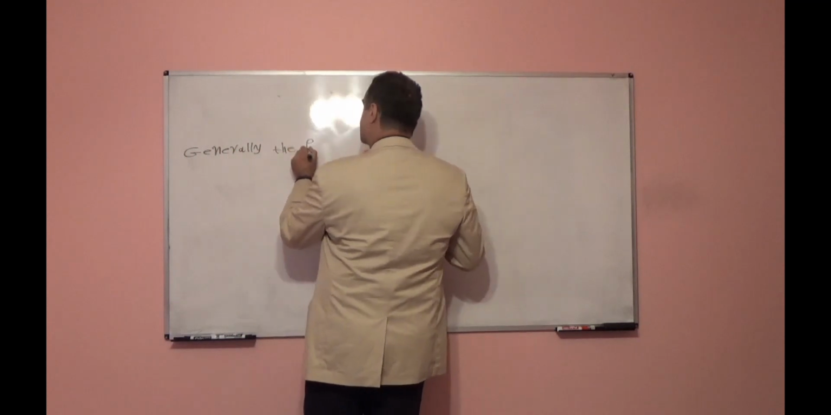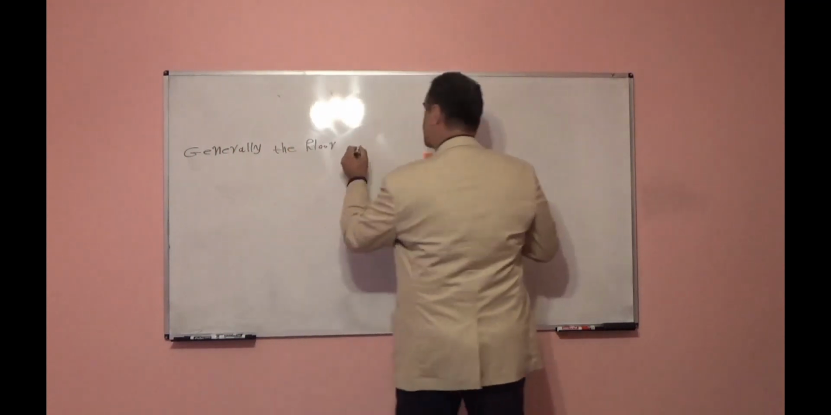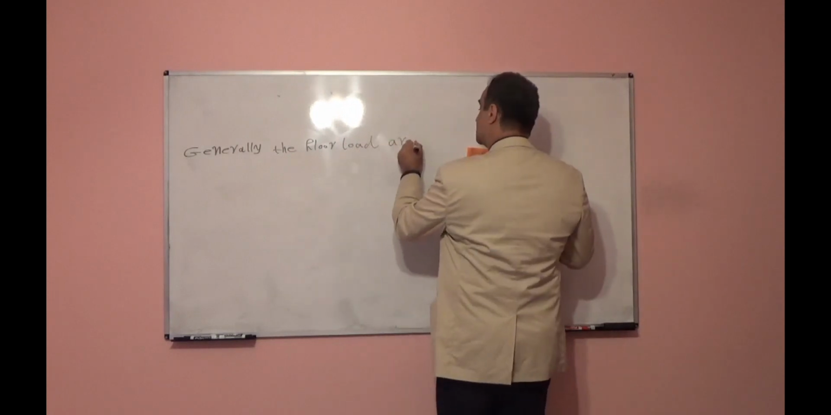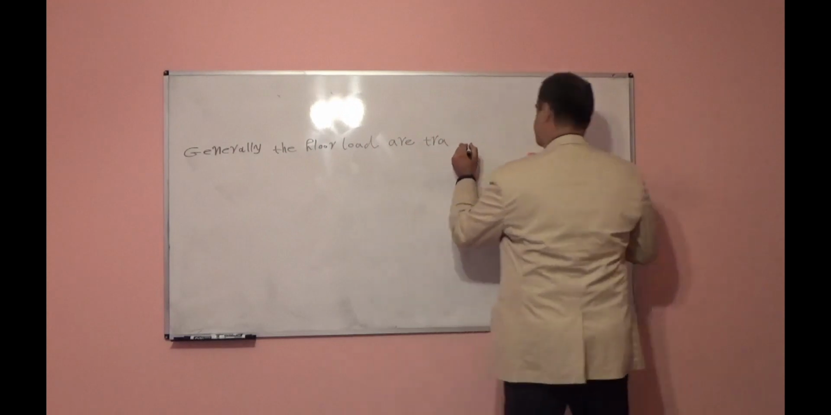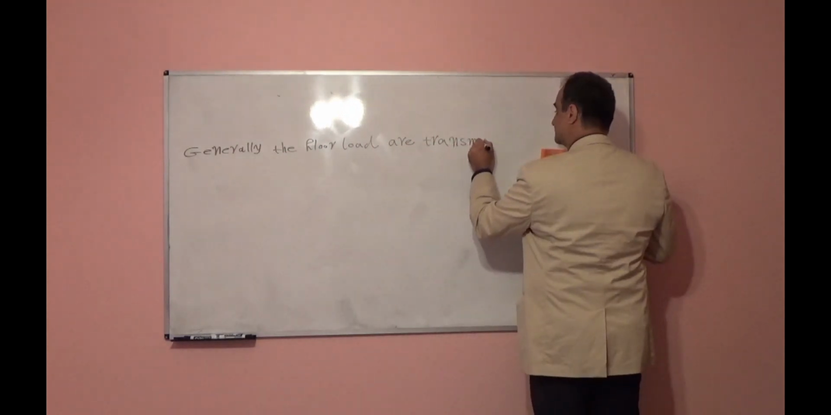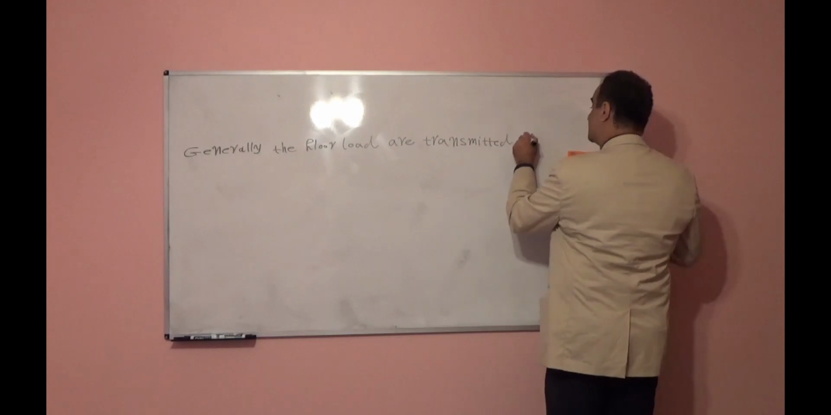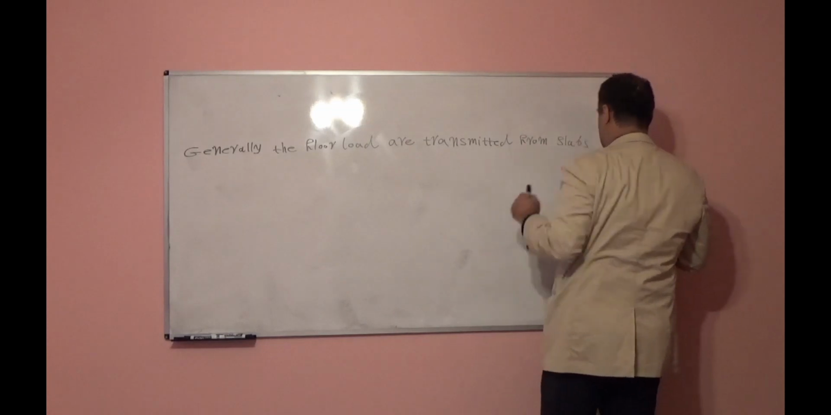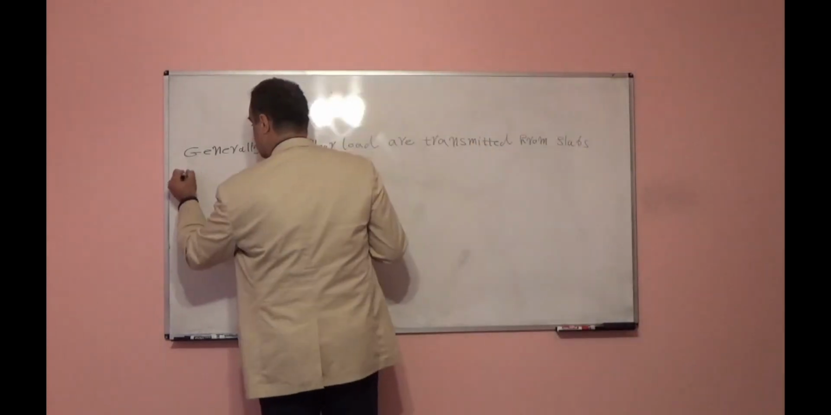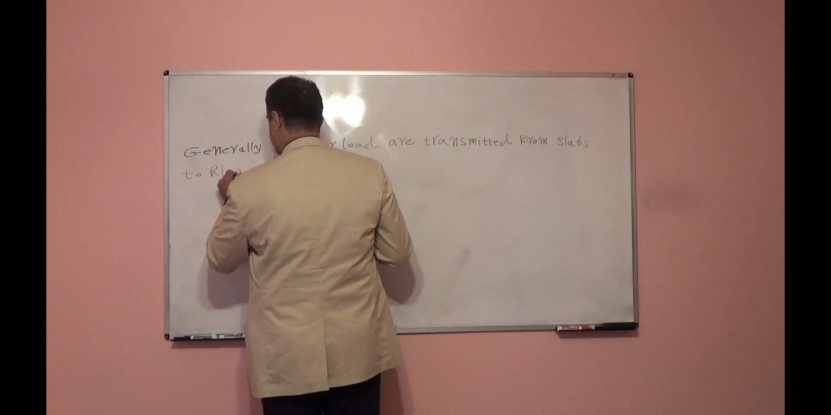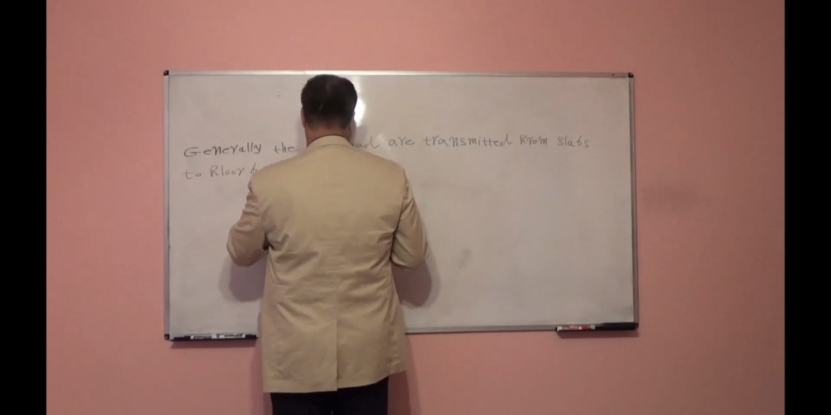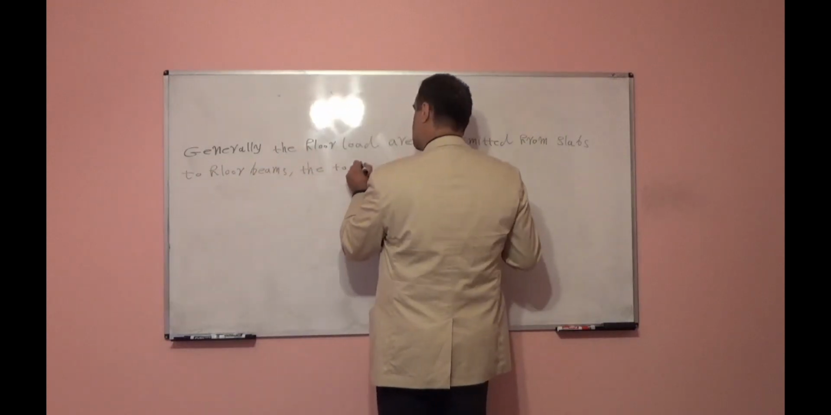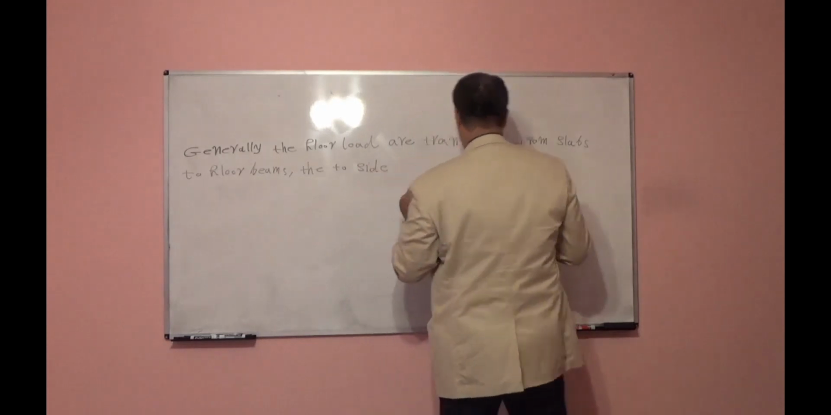The floor loads, it means all dead load and live load, are transmitted from slabs to floor beams, then to side girders.